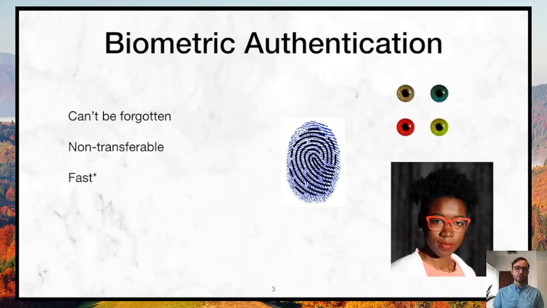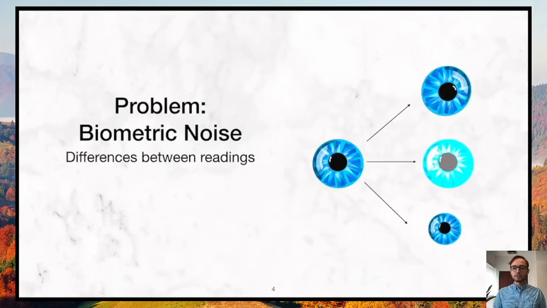There is a downside to using biometric authentication, and that is that they are noisy. What this means is that two readings are not the same. In this work, we're going to focus on the iris biometric. These differences between readings are caused by environmental factors.